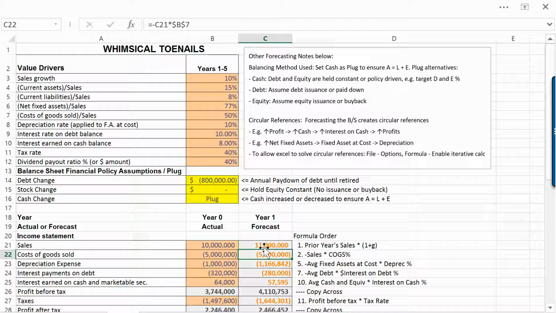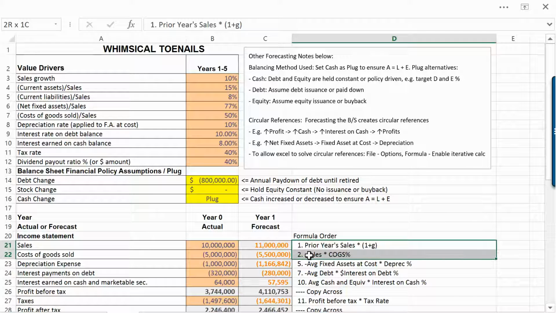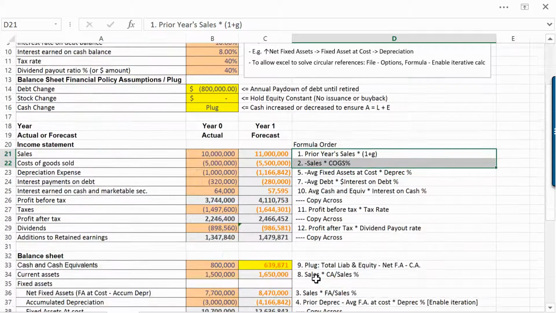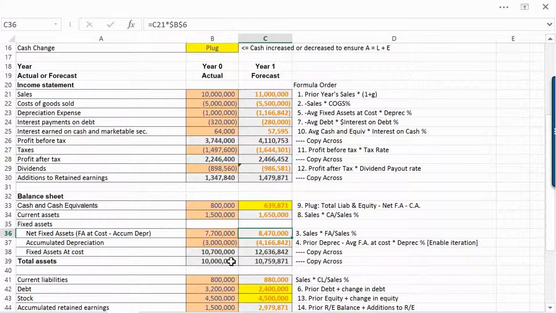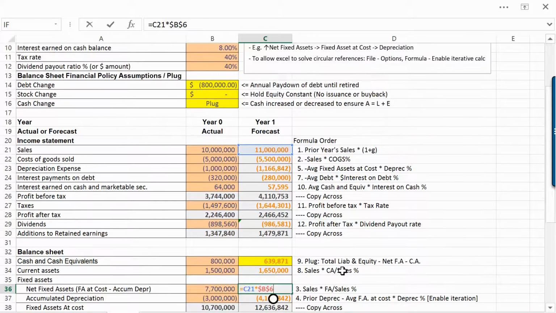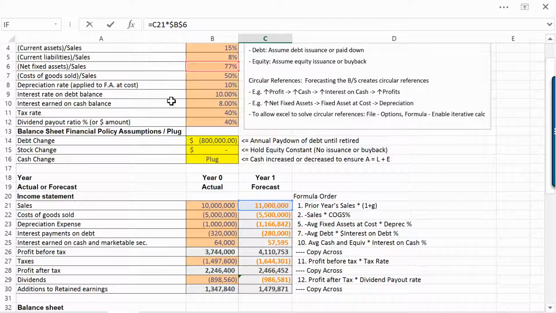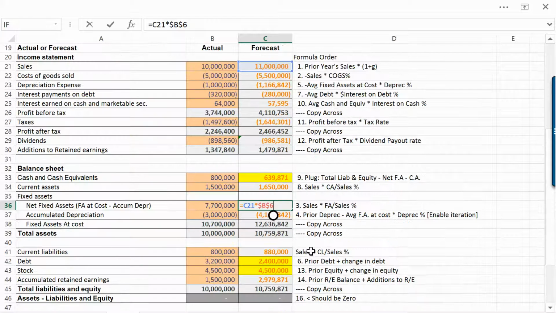Now I'm going to have to jump down because here I have an estimate. I need depreciation expense. Well, depreciation expense depends on CapEx and depreciation. So I'm going to go from sales and cost of goods sold down to net fixed assets. So we're going to say net fixed assets is an assumption that our net fixed assets are 77% of sales. That's the level of fixed assets we need to generate the sales.